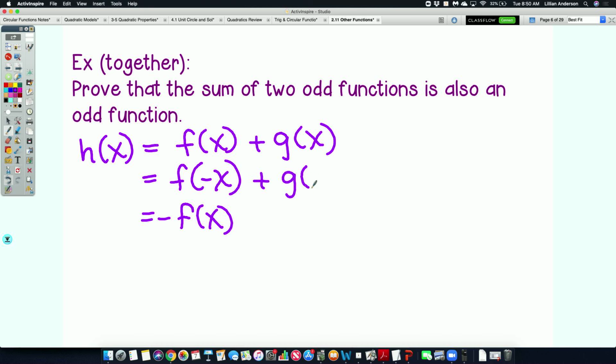Okay, plug in negative x. If it's going to be an odd function, I should get what here? Negative g of x. And so a plus a negative becomes a what? A minus. Okay? Now the thing is that this is supposed to produce an odd function. So, you see how both of these have a negative in common? What can I do with that? You can factor out that negative 1.